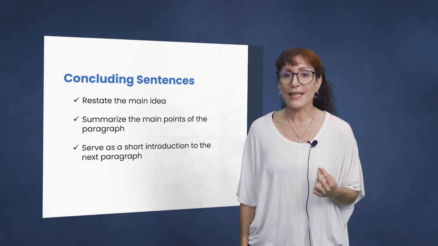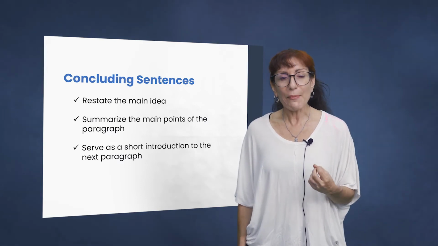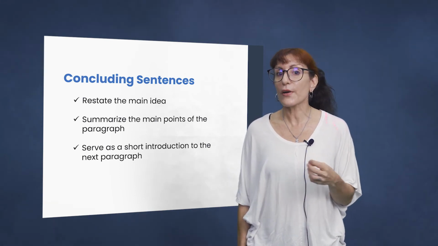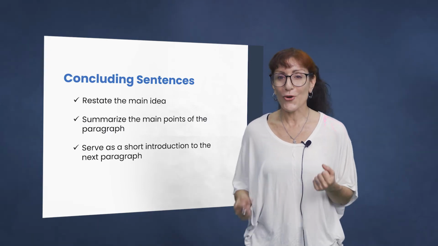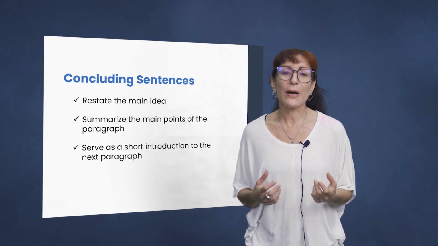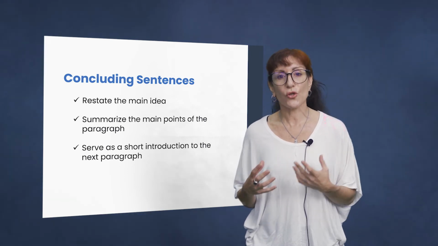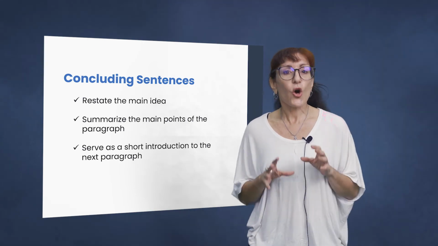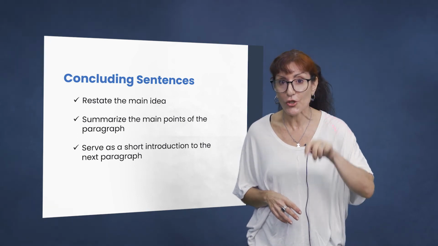Although concluding sentences are most common in standalone paragraphs, some kind of wrap-up is required for paragraphs that are parts of bigger essays. And traditionally, concluding sentences should be about the same length as the topic sentence, which is 1 to 2 sentences maximum, so they shouldn't be too long. Concluding sentences can have 4 different functions.